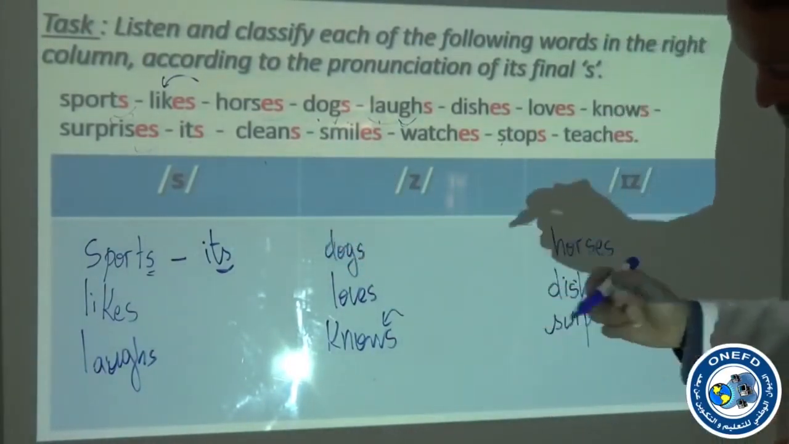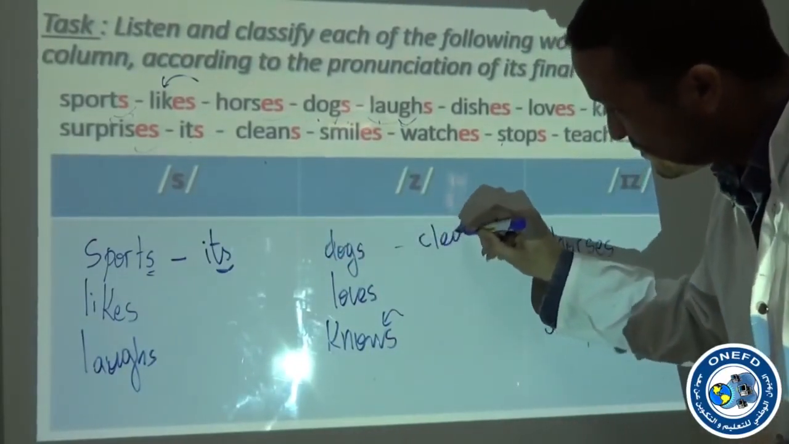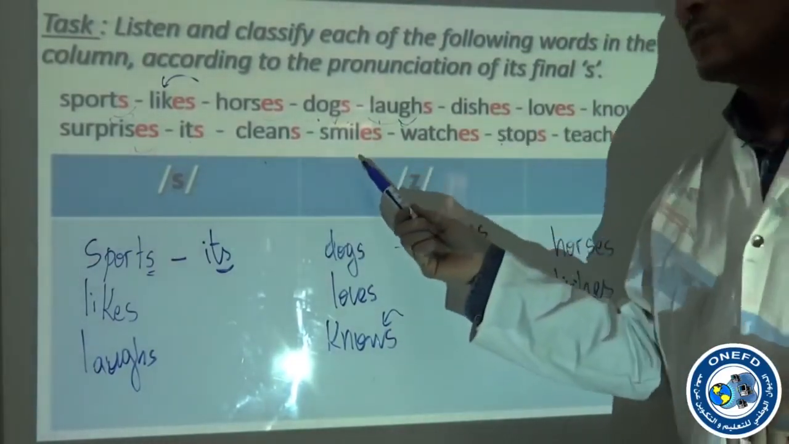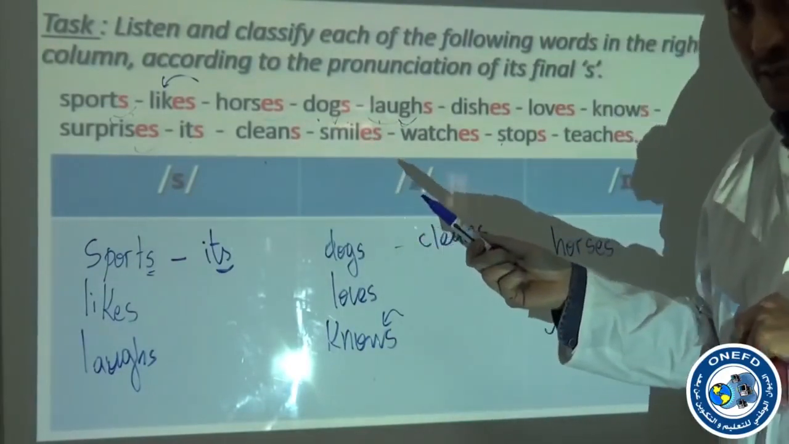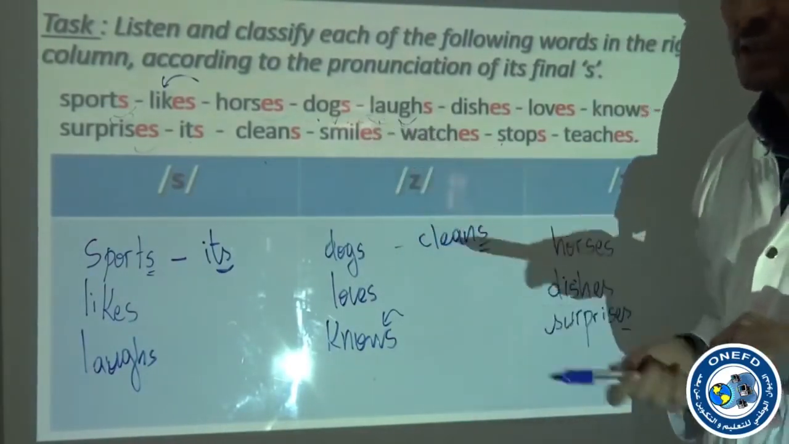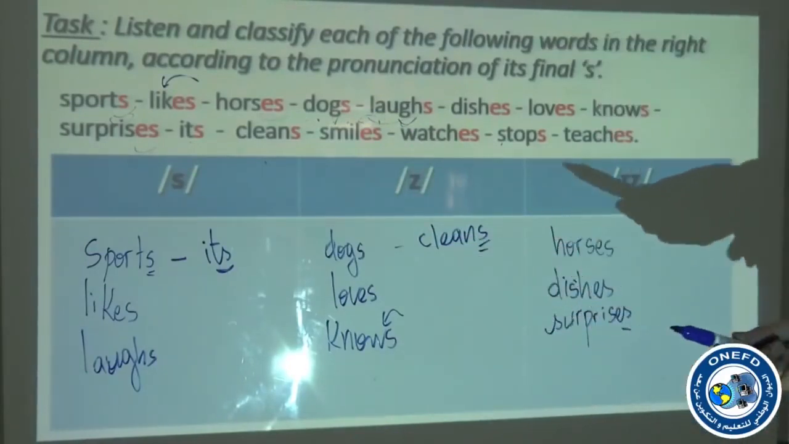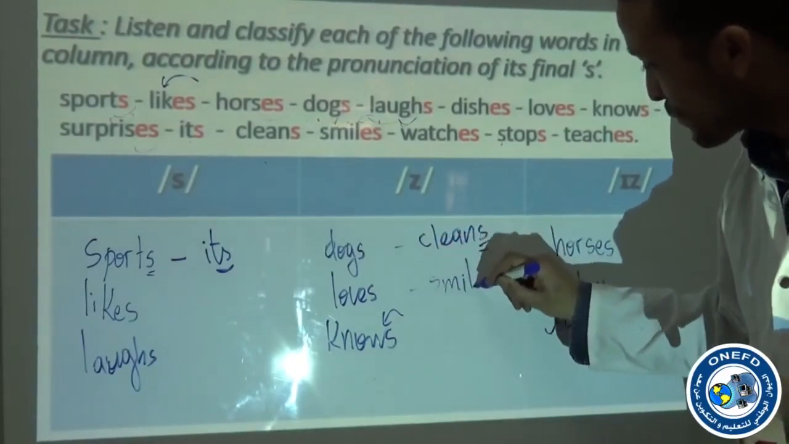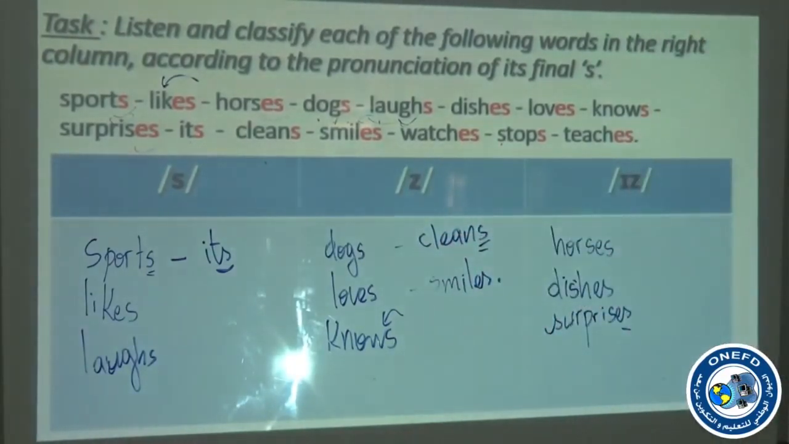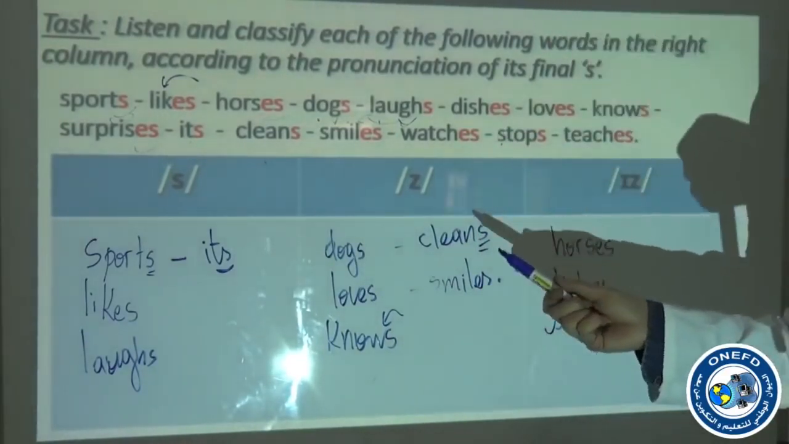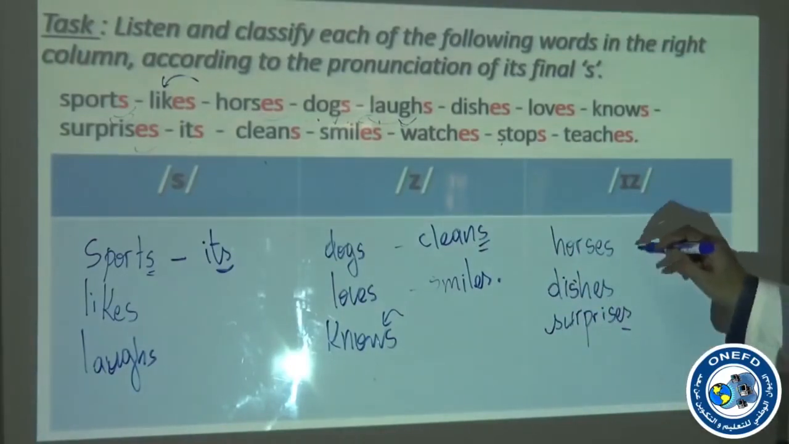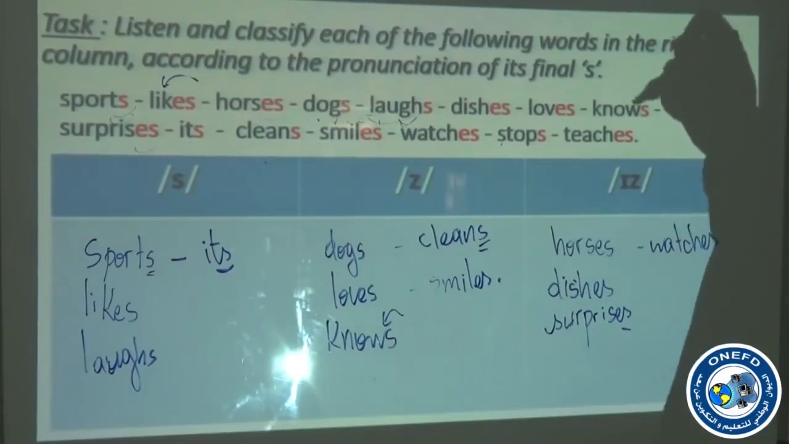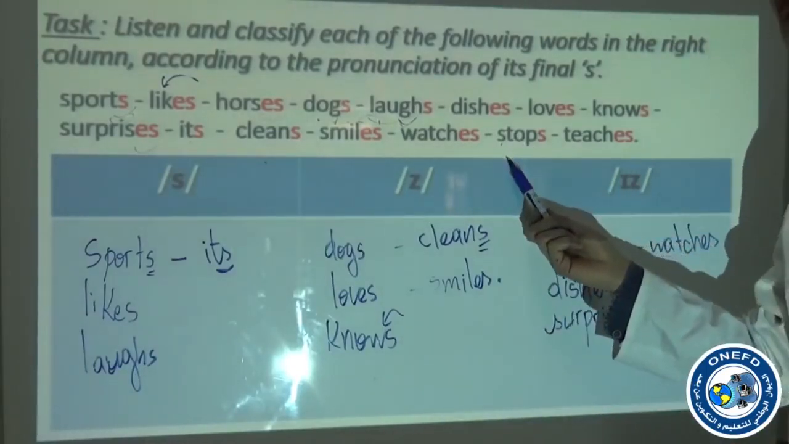Cleans, z. Then smiles. Smiles, z. Why? Because the last sound is L. Smiles. It's here. The next word is watches. Watches, iz. And here we've got stops.